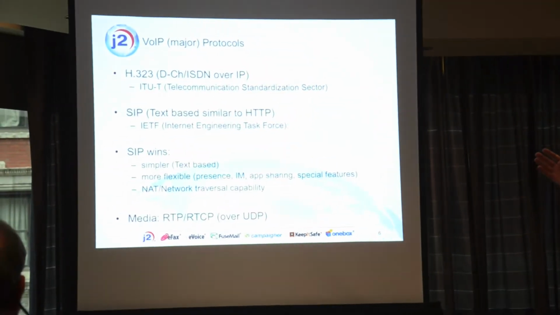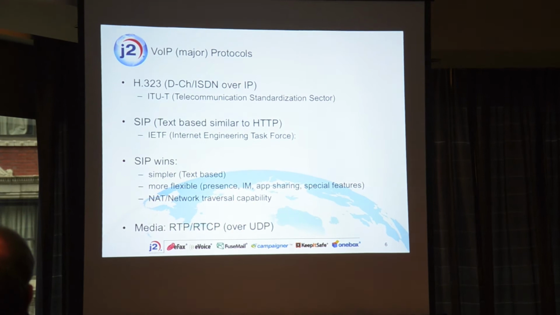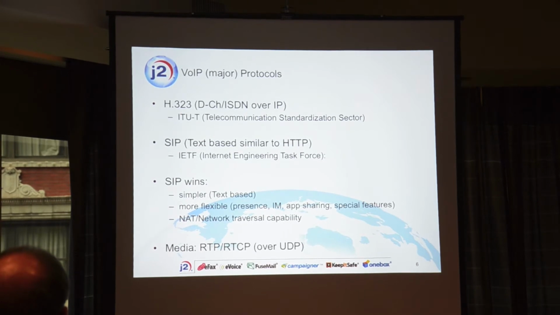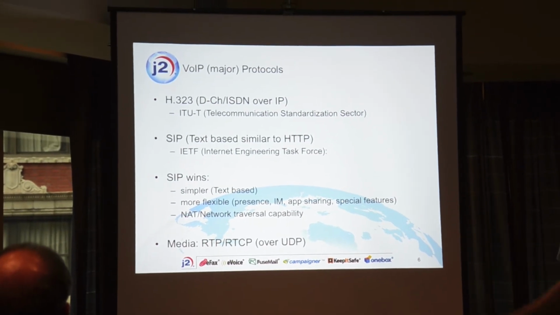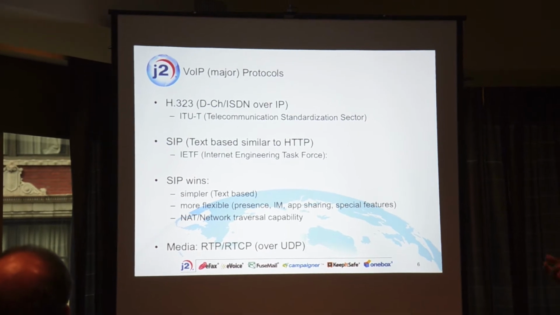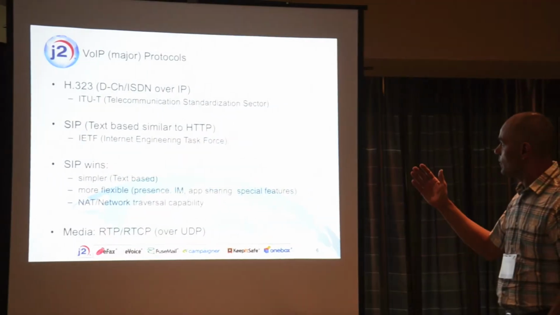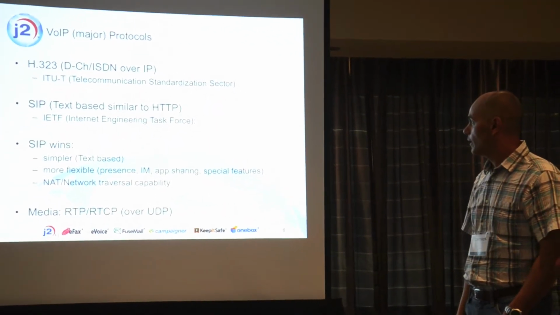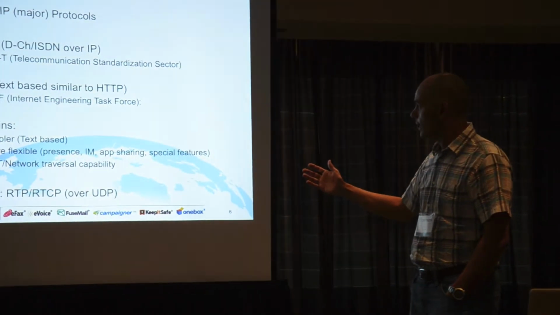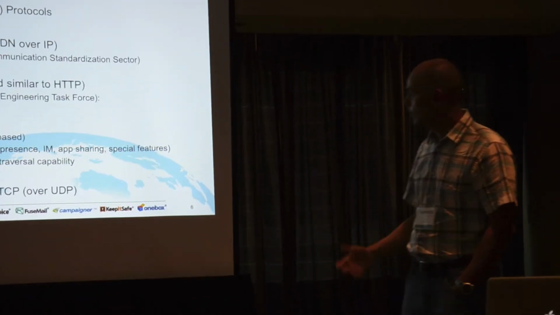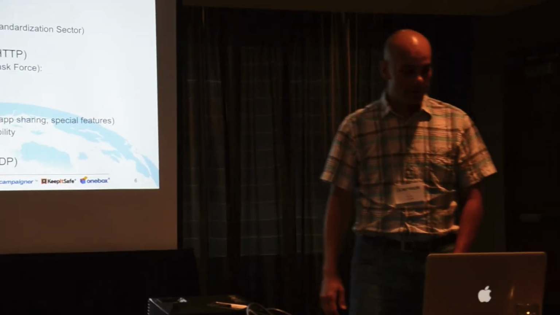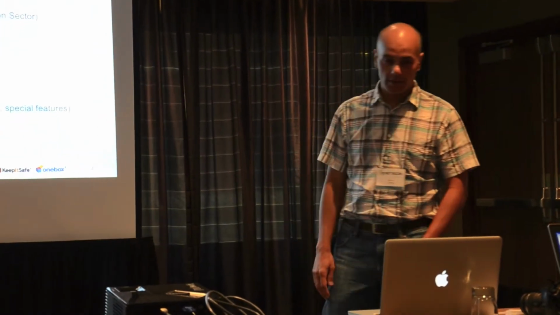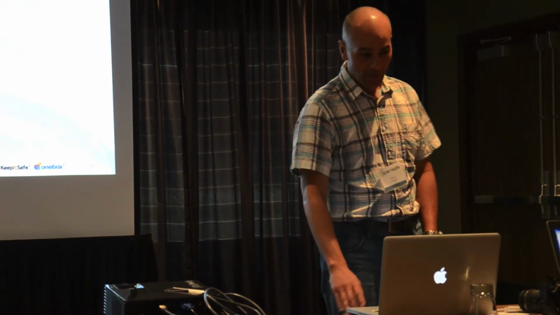Mainly there is H.323, which was standardized by ITU-T. And then the IETF said, we own the internet. They did SIP. Most companies started with H.323, but eventually SIP won, mainly because it was simpler, text-based, more flexible, it had more network ideas in it. And media is also RTP. So now we have SIP.